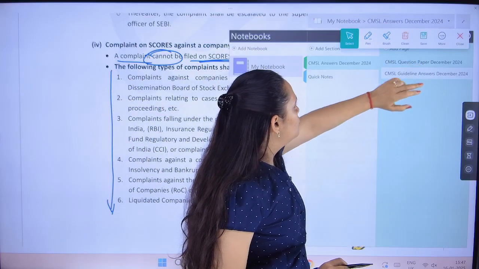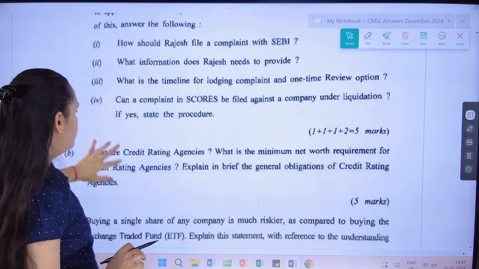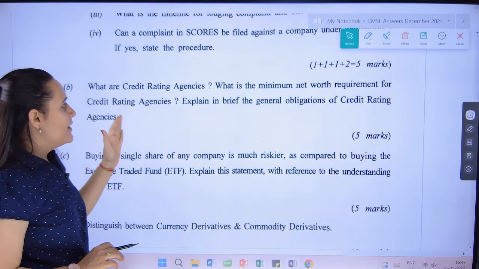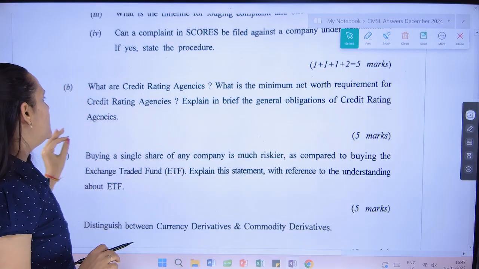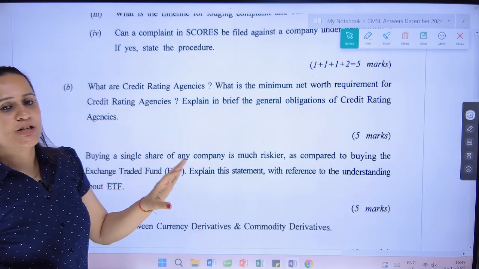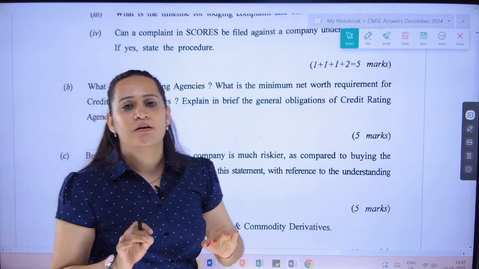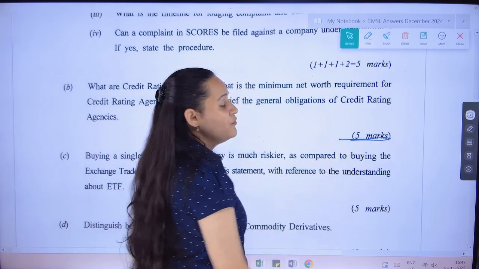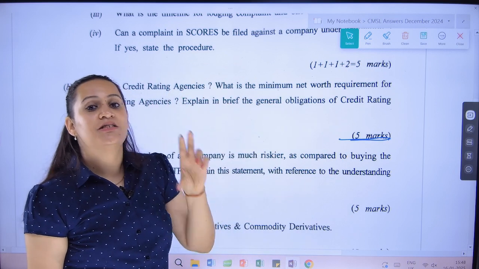Now let's go to the next question, question 2B. What are credit rating agencies? What is the minimum net worth requirement for a credit rating agency? Explain in brief the general obligations of a credit rating agency. This is a question from the chapter Capital Market Intermediaries, and this entire question is for 5 marks. No subclassification. So it is a descriptive answer.